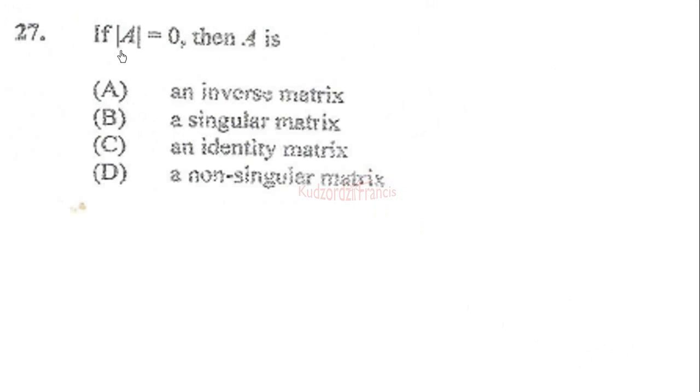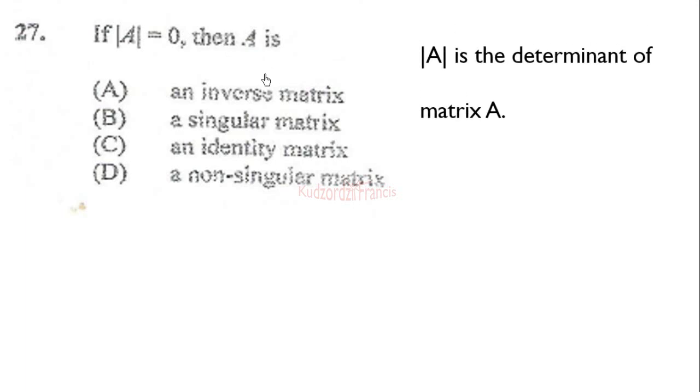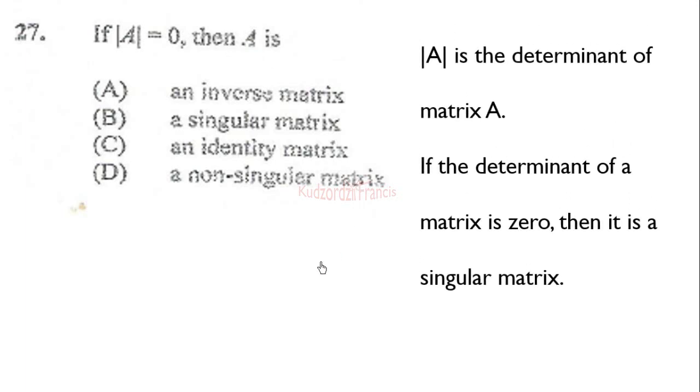Now we have this. If the determinant is 0, then A is. So when we have a matrix and the determinant is 0, then that matrix does not have a solution. A matrix that does not have a solution is called a singular matrix. Therefore, the correct answer is this.